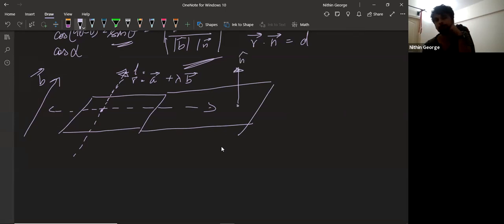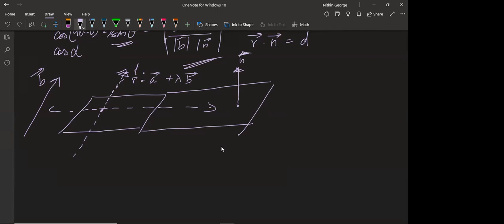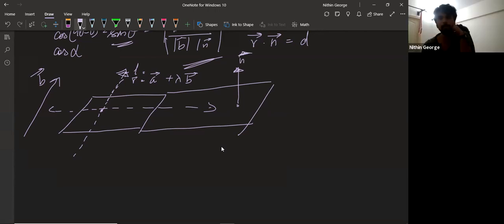Okay. The normal vector will come out like this. I am looking for the angle between this line and the plane. Angle between line and plane is what I'm looking for. If a line goes through a plane, what is the angle between that line and the plane? So this theta is what I'm looking for.